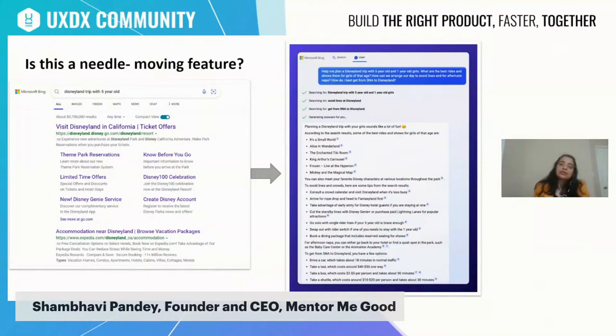So, do you think this is a needle moving feature? I think this is, because this fundamentally changed how the user is going about their use case of planning a Disneyland trip. Let's look at one more.